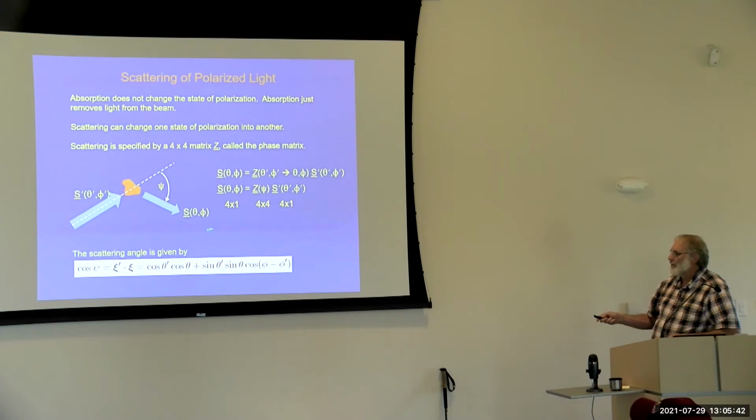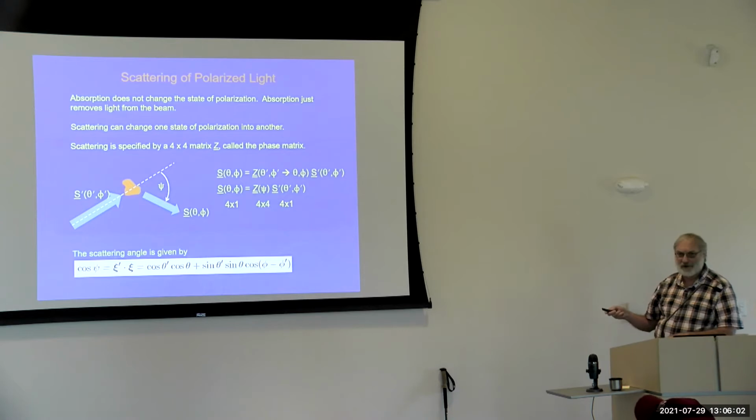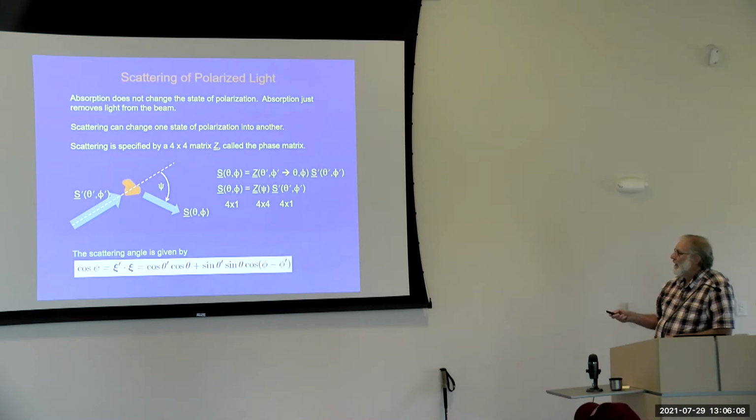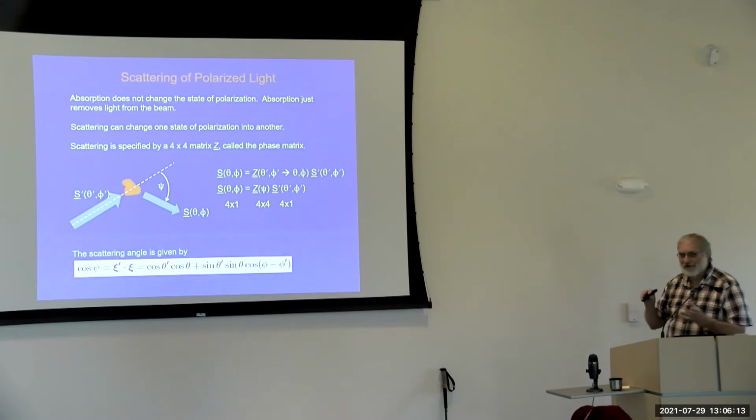And we get a final Stokes vector S(theta, phi). The Stokes vectors are 4x1. There's going to be something that describes this scattering, and out comes another 4x1 Stokes vector. So that something is going to have to be a 4x4 matrix to get all the dimensions to fit together correctly. And this 4x4 matrix is called the phase matrix, which is a little weird.